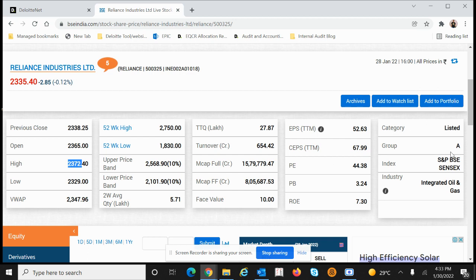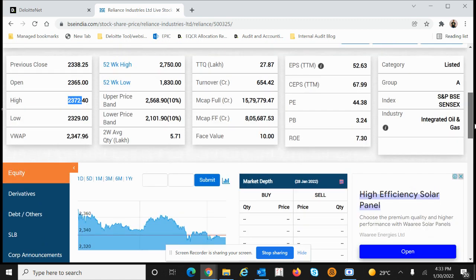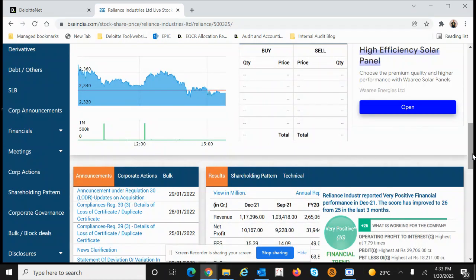This is a listed company. It is a group A company. The index is the S&P BSE index. The industry in which Reliance is operating is the integrated oil and gas industry. So now let me take you through the main information, the purpose for which this video is recorded.